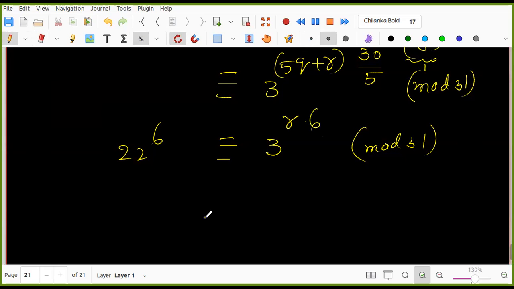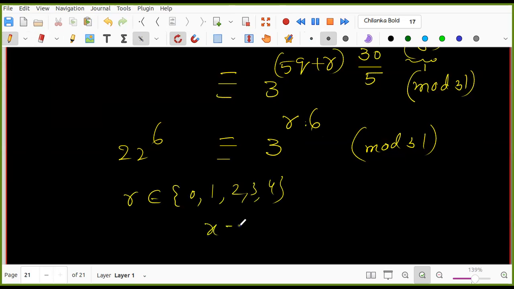Now you keep substituting the values. Take r value equal to 0, 1, 2, 3, 4, and keep substituting and check when they are going to be equal. Mod 31, we can reduce this further, and finally you can easily see that x is congruent to 2 modulo 5.